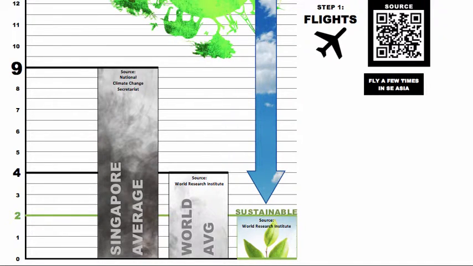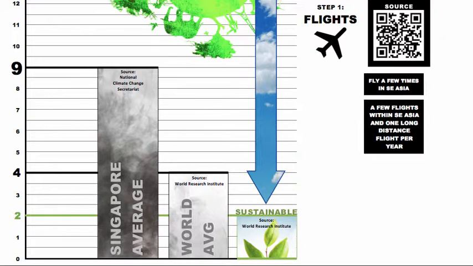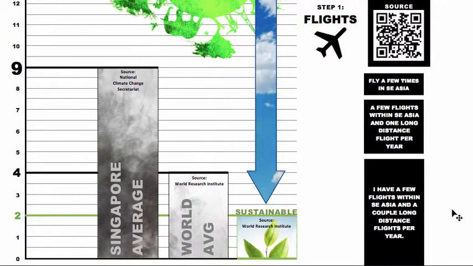So you may fly a few times in Southeast Asia. You may have a few flights within Southeast Asia and 1 long-distance flight per year. Or you have a few flights within Southeast Asia and a couple long-distance flights per year. So just choose one that best matches your flying behavior.